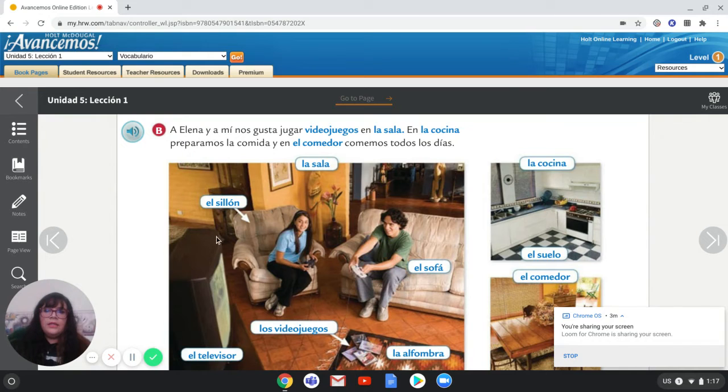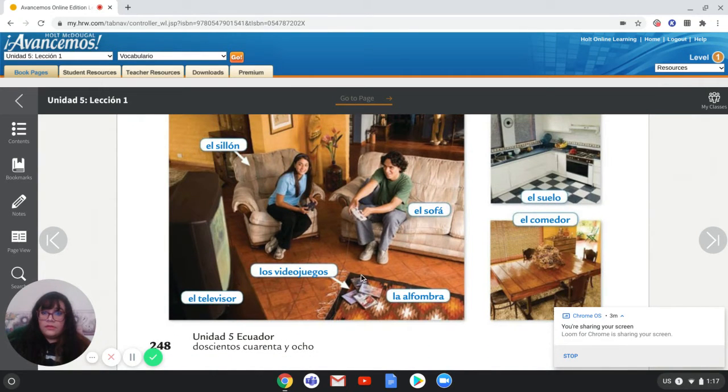So, en la sala is the living room. Tienen sillón, or an armchair, donde está Elena. El sofá, the sofa, the couch. Los videojuegos, aquí, all the video games. El televisor, the TV. I know it's a televisión vieja, old TV. And lastly, we have la alfombra, the rug.